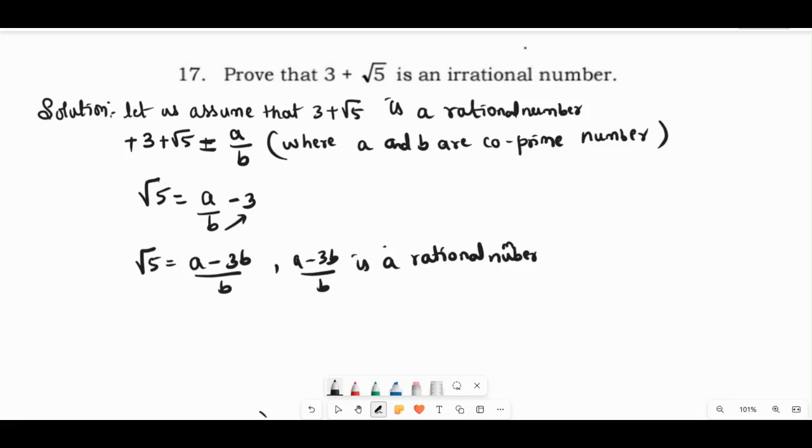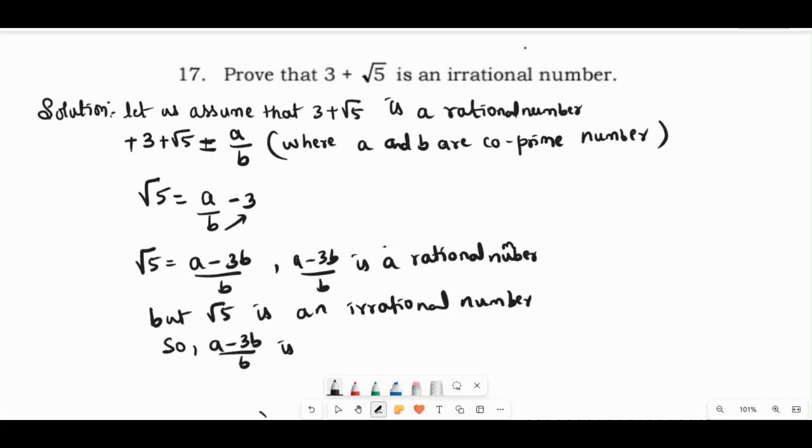If this is a rational number, then root 5 also should be rational, but root 5 is an irrational number. So a minus 3b by b is also an irrational number.